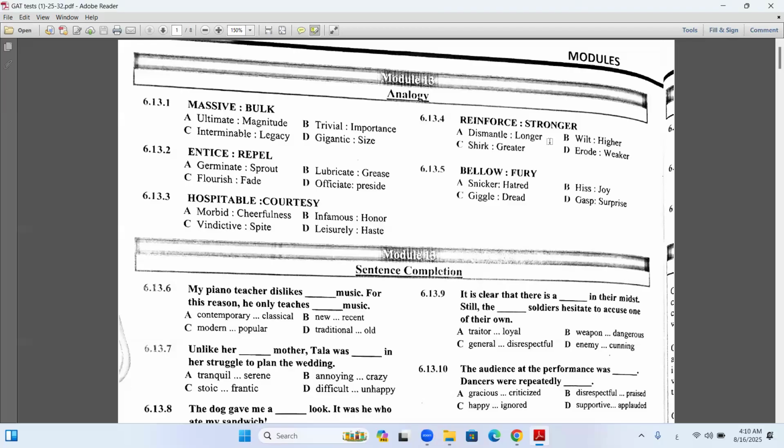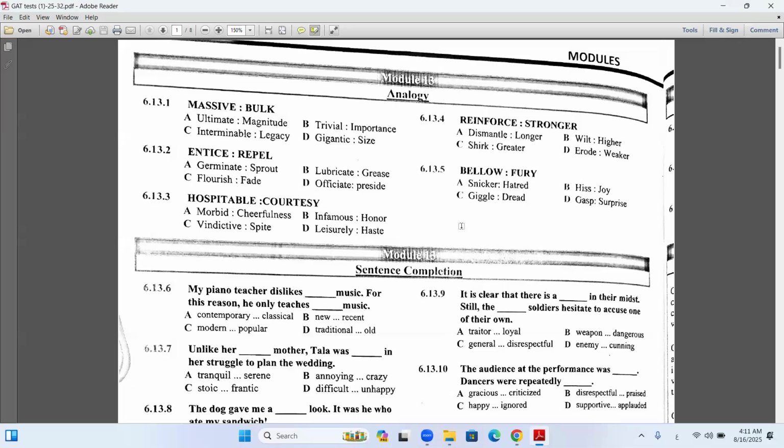Reinforce and stronger, for four I chose D, erode and weaker. Perfect here because when we reinforce something, it gets stronger. When something erodes, like the rock or something, it gets weaker and weaker. So this action here causes this quality. Okay, so when we erode something or when something erodes, it gets weaker and weaker. Perfect.